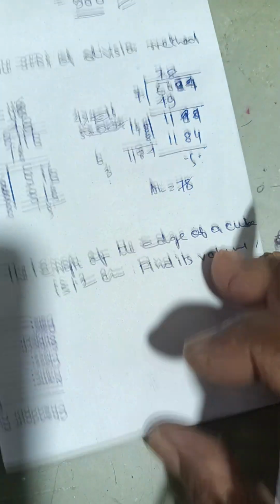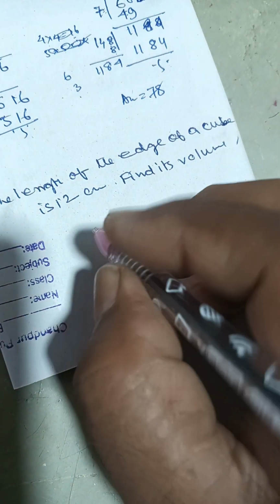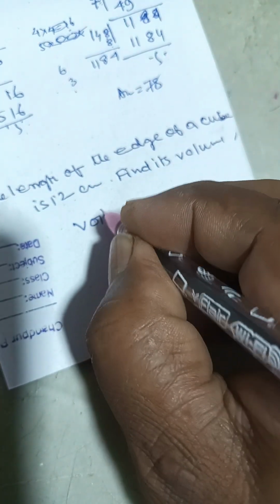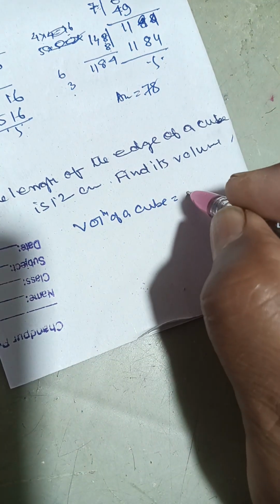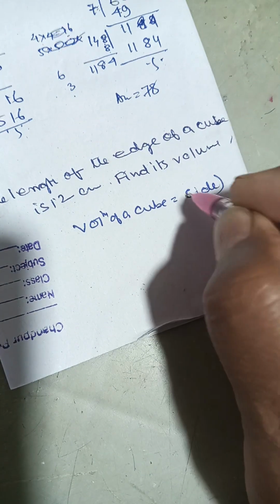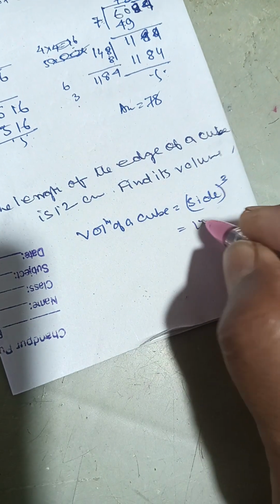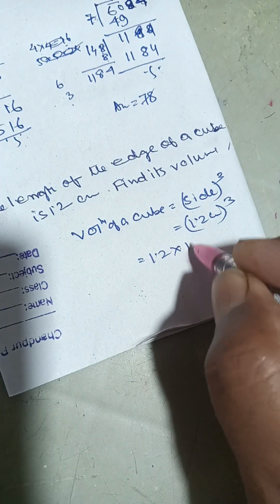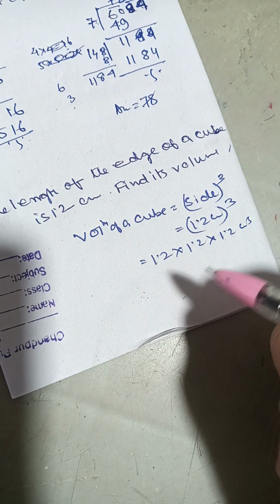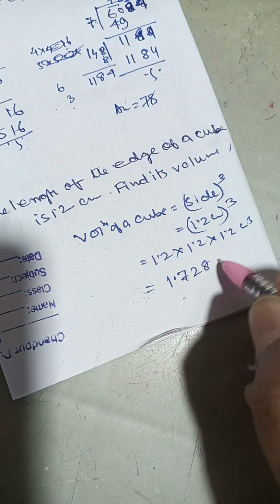Next question. Question is, okay, length of the edge of a cube is 1.2 centimeter. Find its volume. You remember one formula: volume of a cube. Volume of a cube is side cube. So here edge means side. Side is given 1.2 centimeter whole cube, and it means 1.2 into 1.2 into 1.2 centimeter cube. If you multiply yourself, answer will be 1.728 centimeter cube.